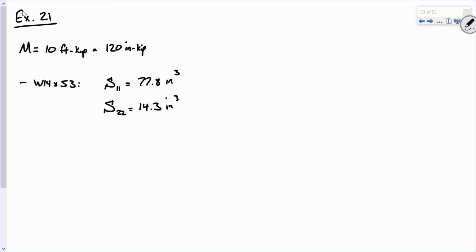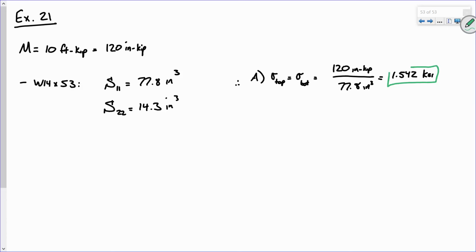So we can determine for part A, bending about the strong axis, we can just say that sigma top equals sigma bottom. And that's just going to be 120 inch kips over 77.8 inches cubed. And what does that come out to be? .542, something like that. What are the units? KSI. So if we want, we can say that's an answer. We can say that's A.